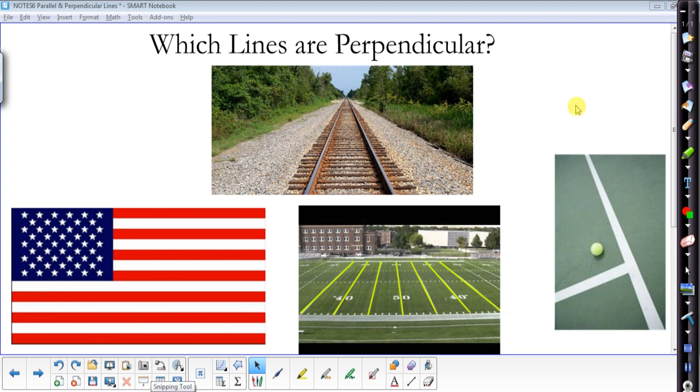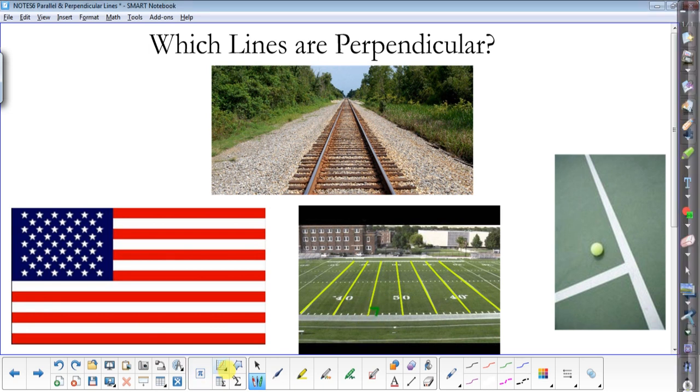Now we're going to look at how to write the equation of perpendicular lines. Perpendicular lines are two lines that meet to form a 90-degree angle, or a right angle. So you can see that down here, this yellow line and this white line make a 90-degree angle. This edge and this edge make a 90-degree angle.